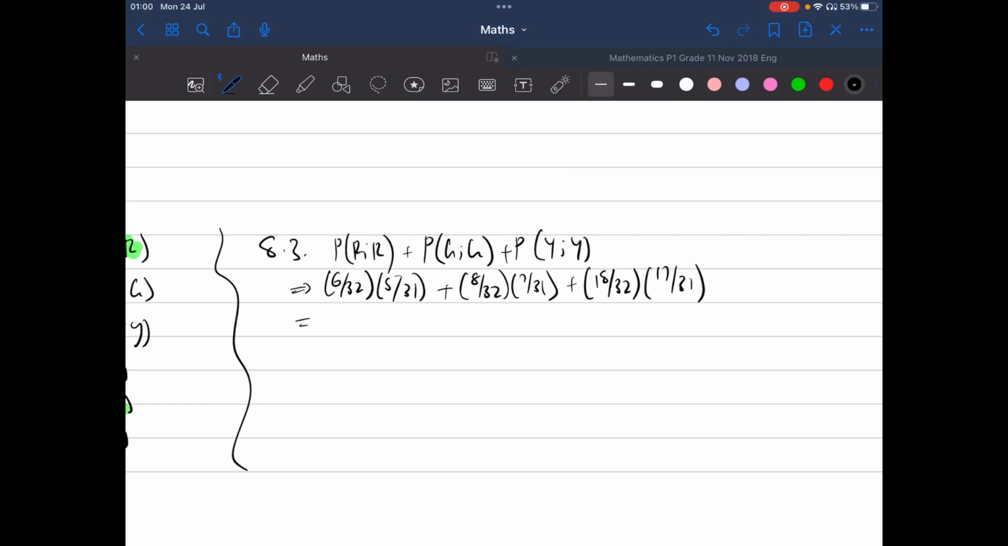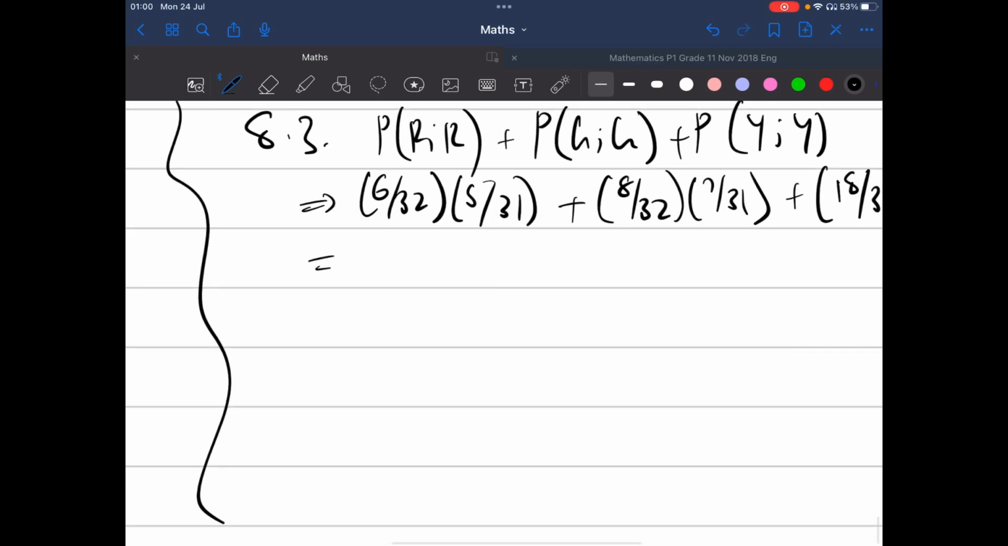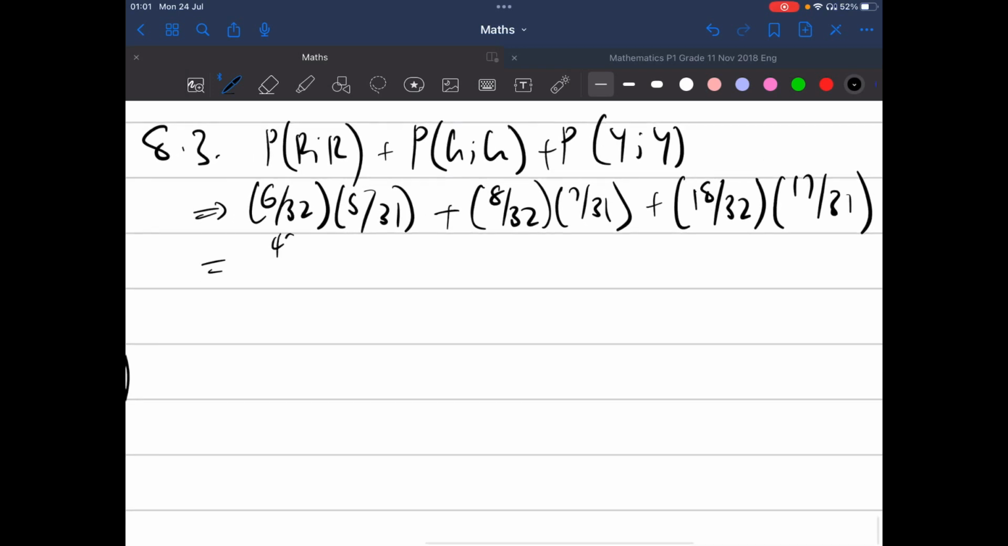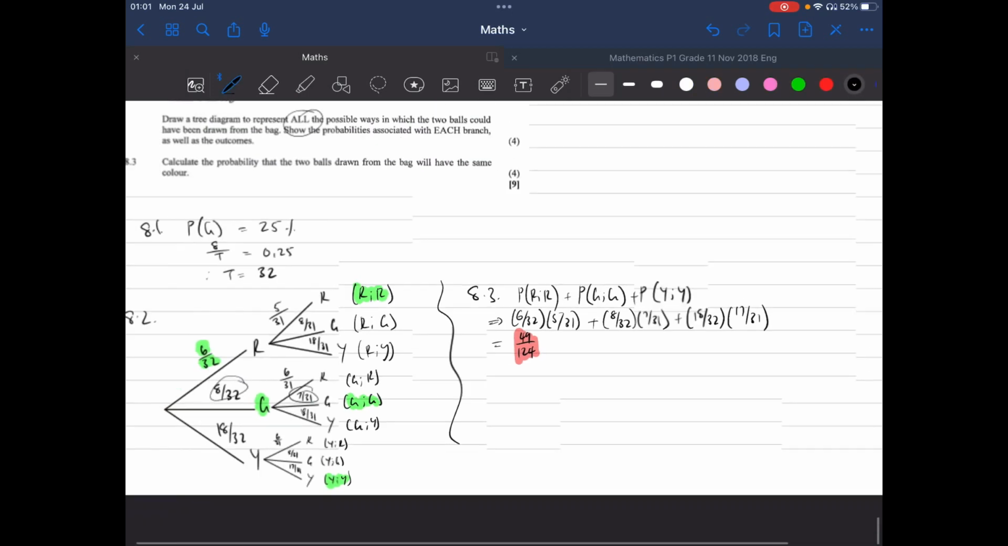Now I'm just going to put all this into a calculator and see what we get. So 6 over 32 times 5 over 31, plus 8 over 32 times 7 over 31, plus 18 over 32 times 17 over 31, and that gives us 49 over 124. So 49 over 124. Okay, so that's the right answer for that.